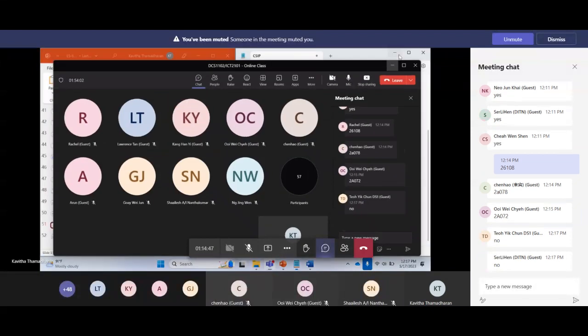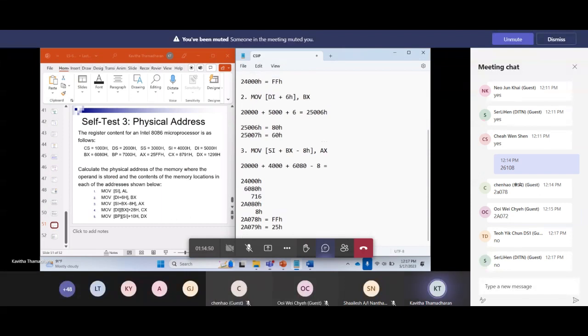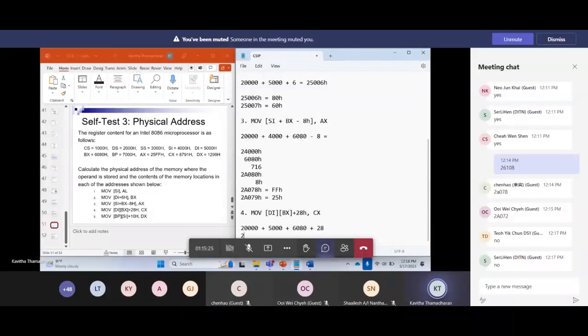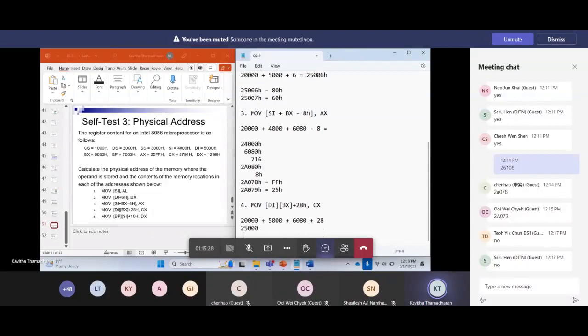Okay, good. Right, so move on to question number 4. Move DI and then BX plus with 28 XR. You push the value of CX into this. So DI we pair with DS, all right? So you will get 20,000 plus with what is in my DI? 5,000 plus with in my BX, I have 6080 plus 28. Okay, so the total will be 25,000 plus with 6080.